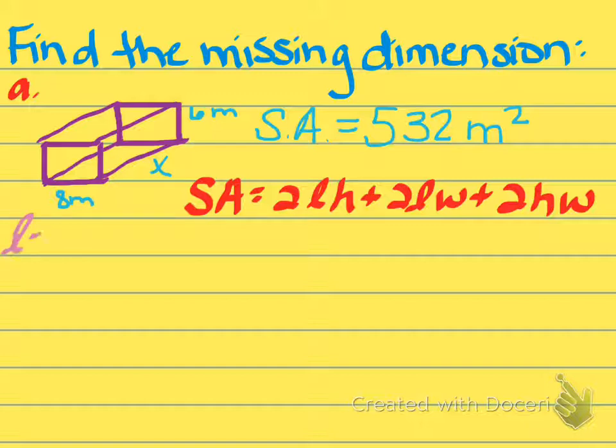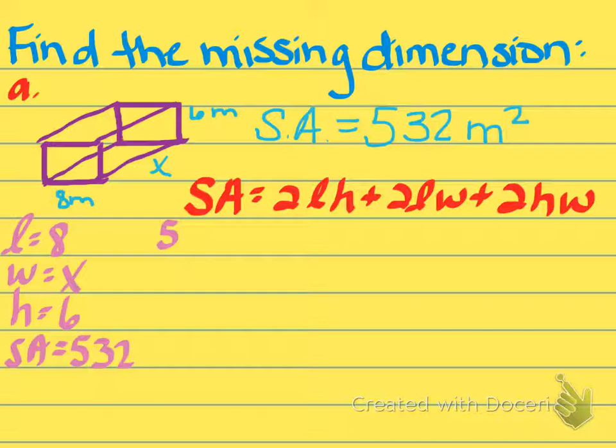Off to the side here, I'm going to do my key. I've got my length, we'll call 8. My width will be X. And my height is 6. Again, if you did something different, it's okay. We're going to end up with the same bunch of numbers. Yours just might be in a different order than mine, but you're going to have the same gathering of numbers. So let's go over this.